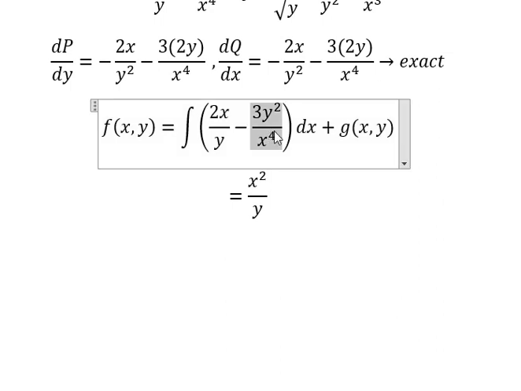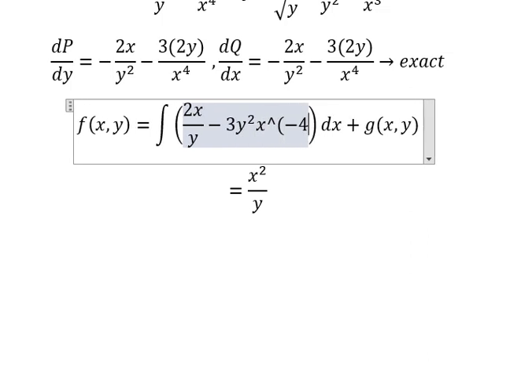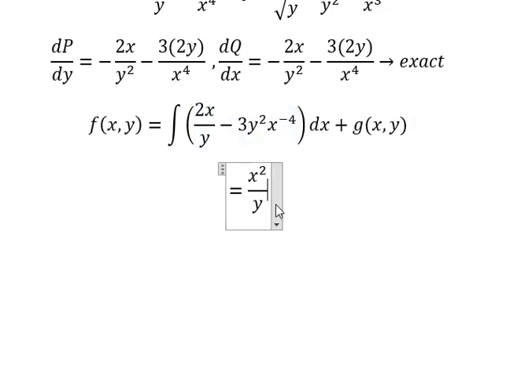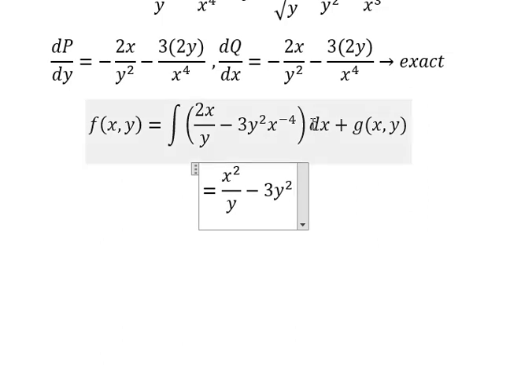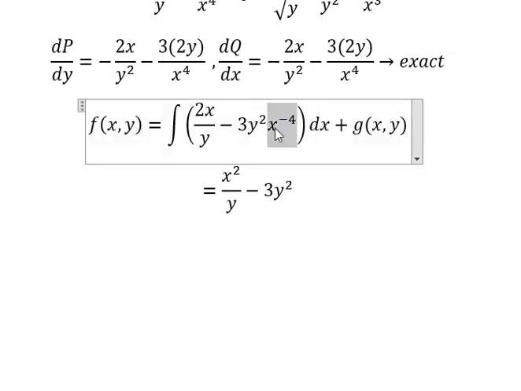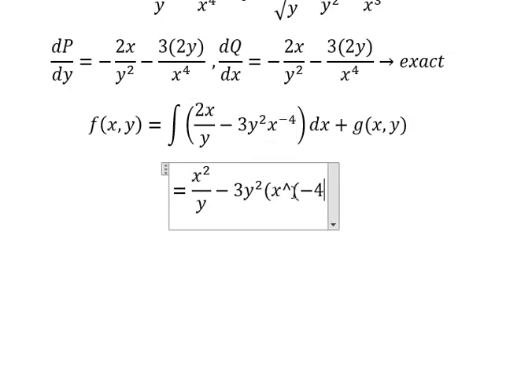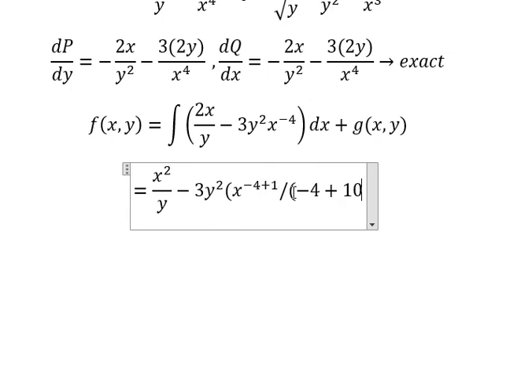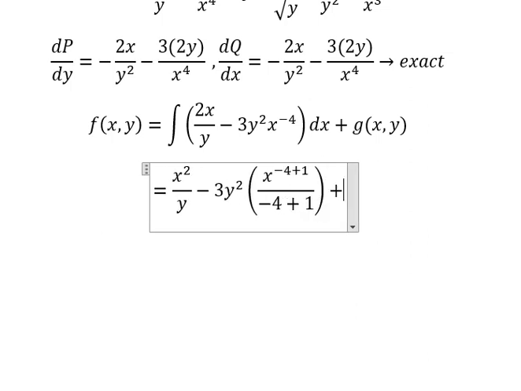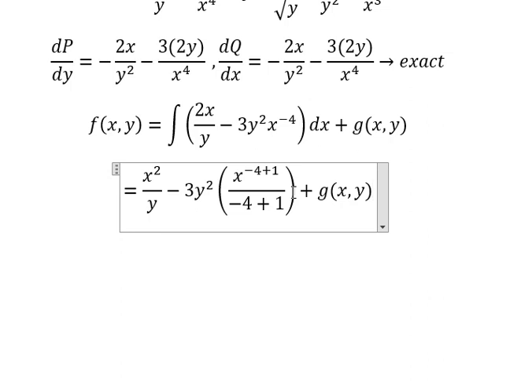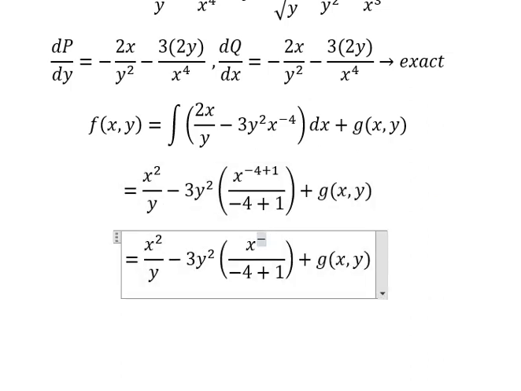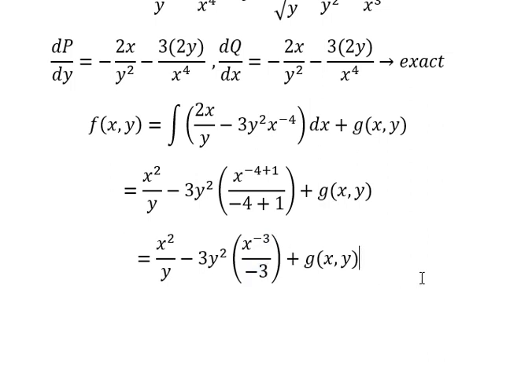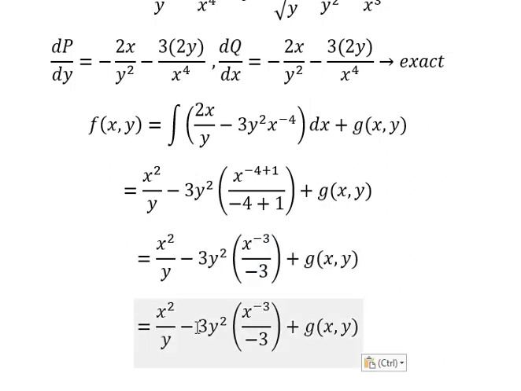This one we can put like this, and we can put like this. Because this is about the s, so we just concentrate about s to the power of negative number 4. This one we have negative number 3, this one we have negative number 3. Now we simplify negative number 3, negative number 3, and we have like this.